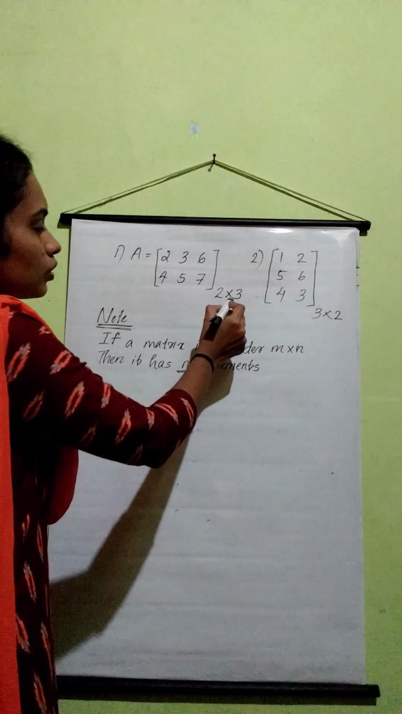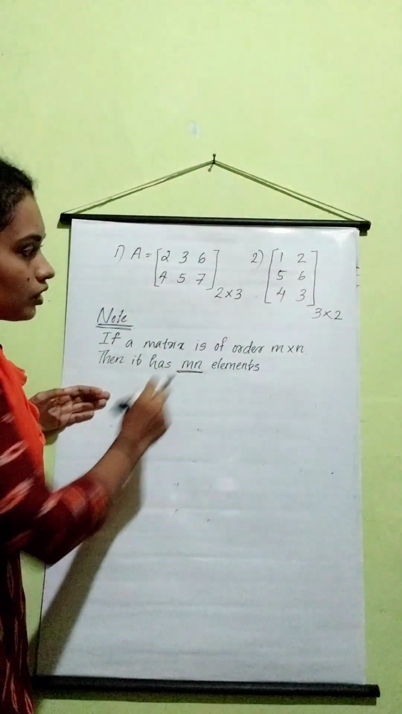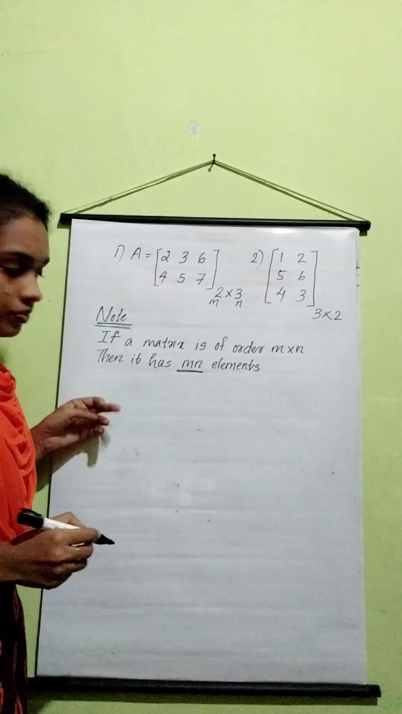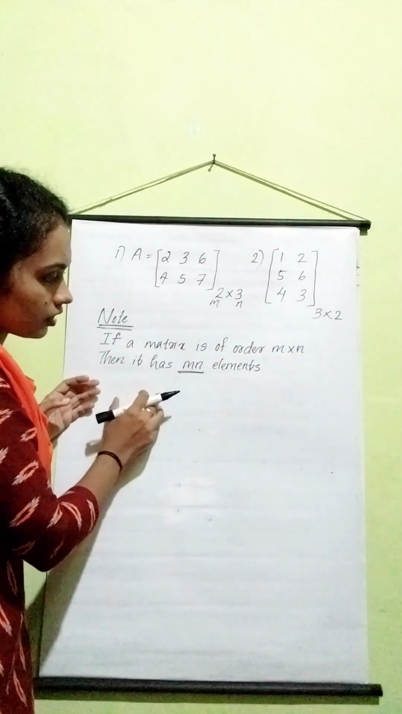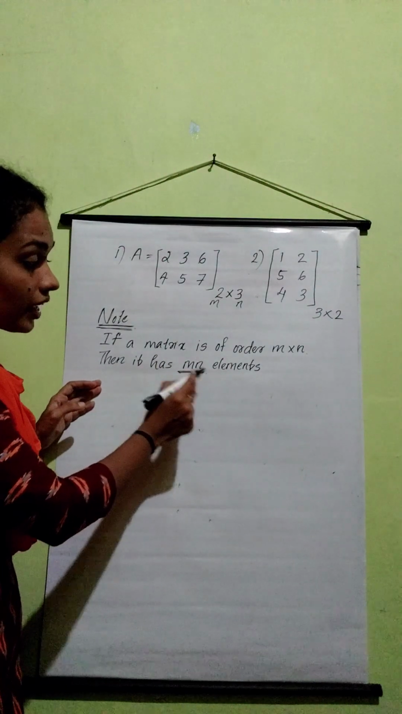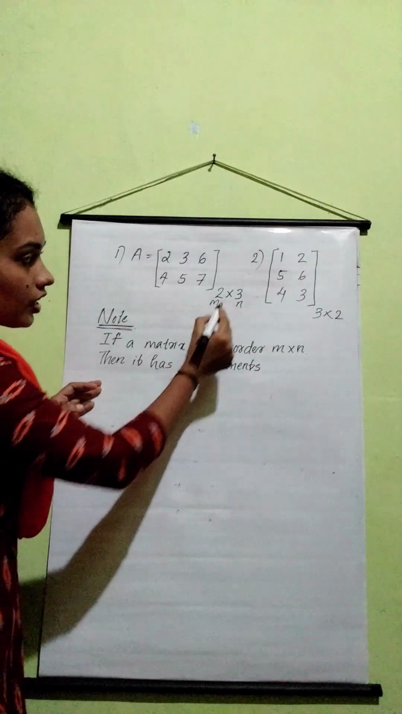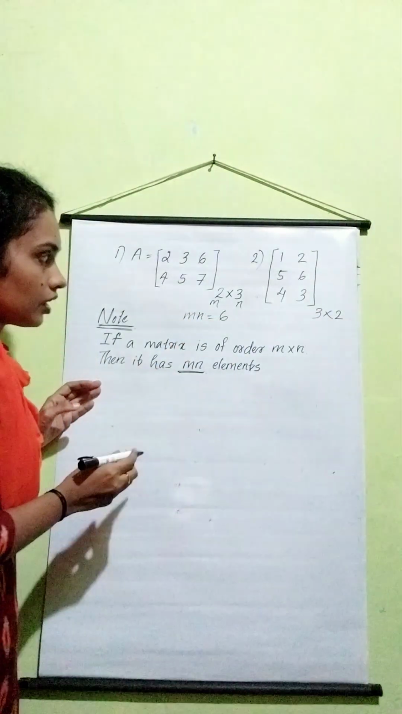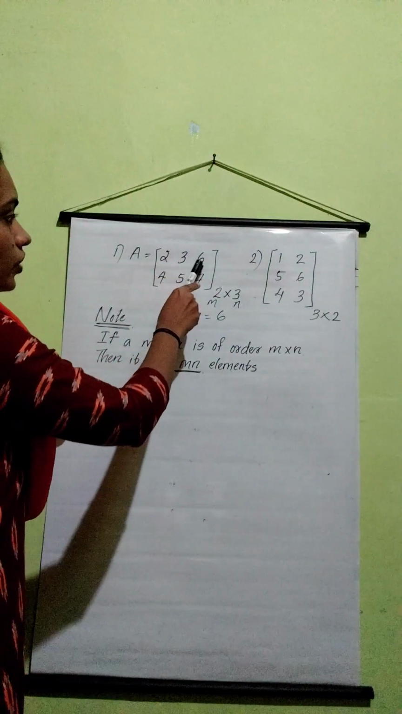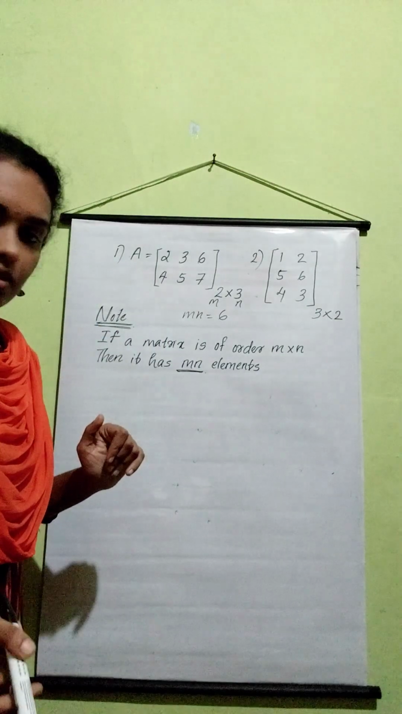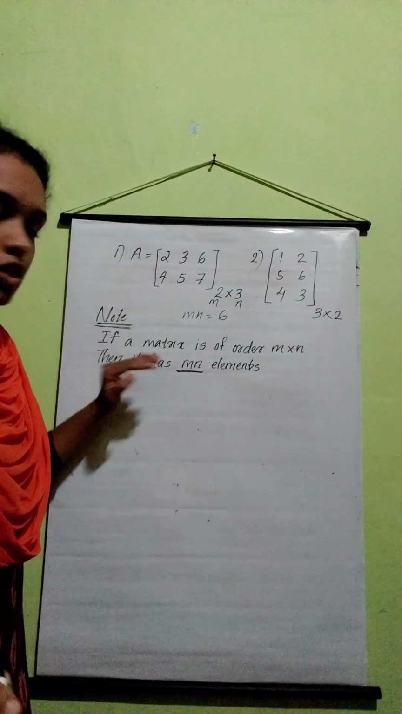So let's check whether this is true in these two cases. Here the order is 2 by 3. So here m is 2 and n is 3. Then according to this condition, it should have mn elements, that means m into n elements. That is, mn is equal to 6 here. Let's check: 1, 2, 3, 4, 5, 6. It has 6 elements. Okay. So in this case, it is true.